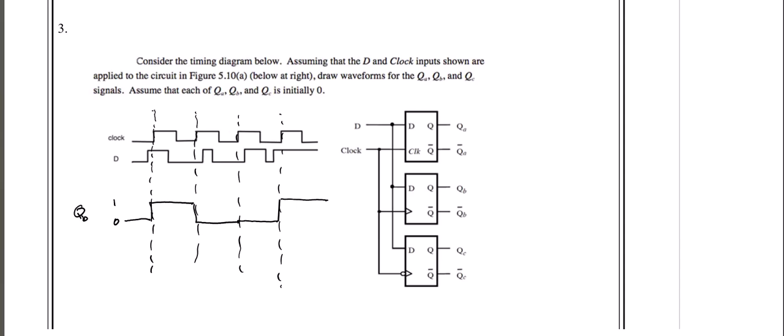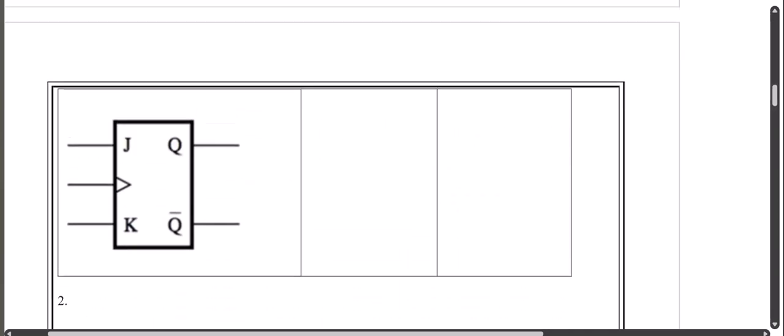So this main one, the D flip-flop, is basically just whatever D is, that's what Q is going to be. That's right. And that's going to be the one that you use most often. Okay. Now, the next one on the first page is the same.